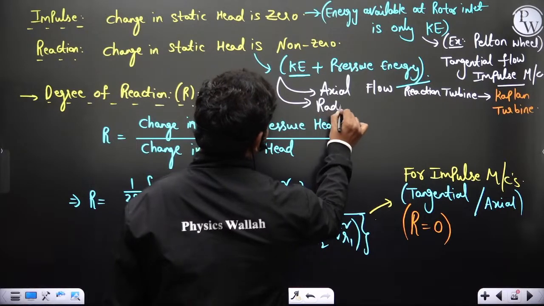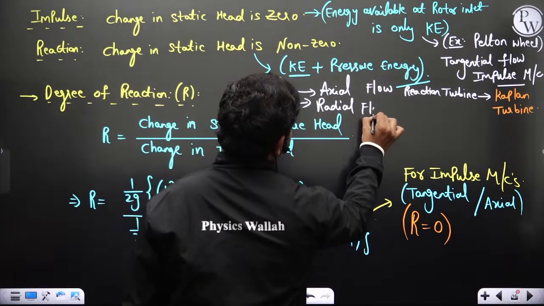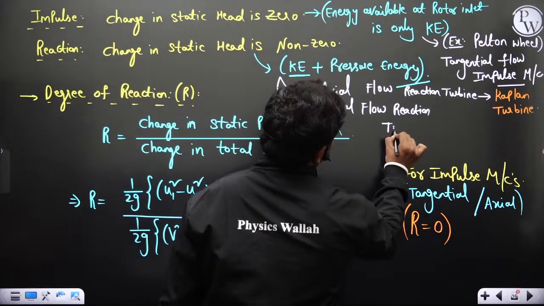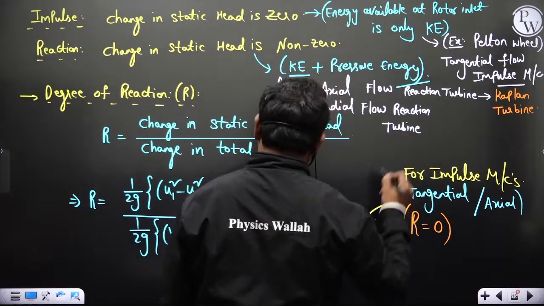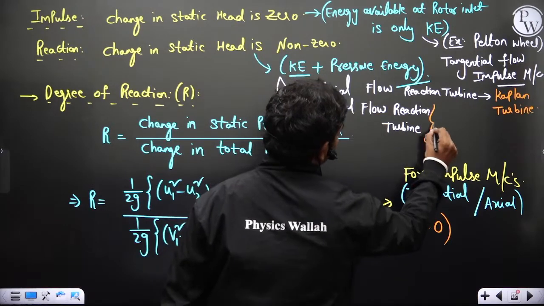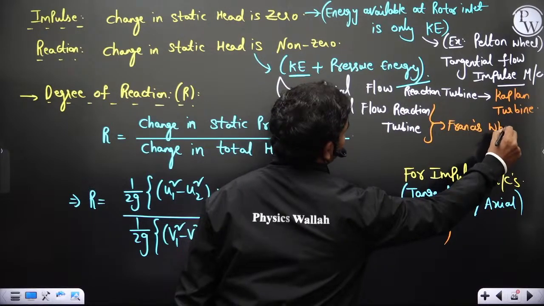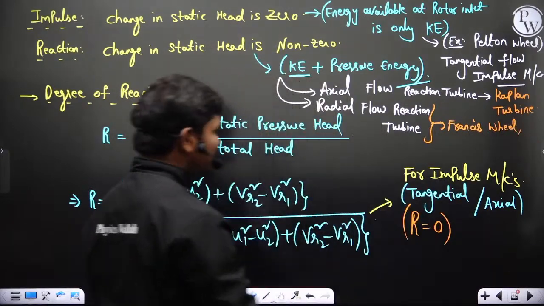Also we have radial flow machines, which are very powerful again, like centrifugal machines generally. A radial flow reaction turbine, one good example of which the majority of you already know by name, is the Francis wheel, or Francis turbine as you sometimes say. So all these are the cases.